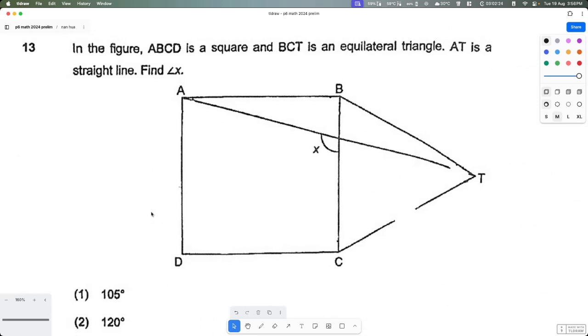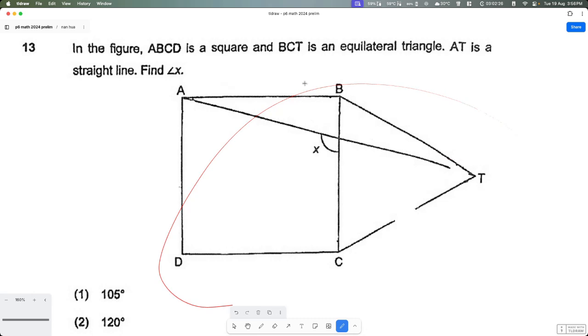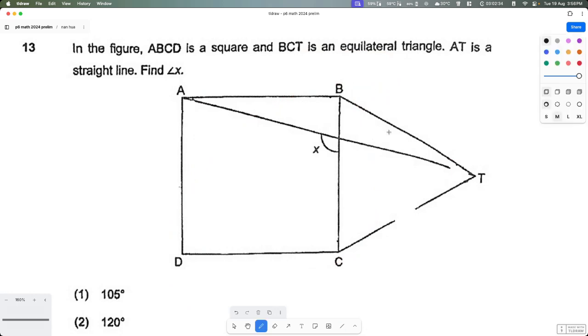Question number 13. In the figure ABCD, ABCD is a square. BCT is an equilateral triangle. So I'm going to draw this like this. Okay, ATC is a straight line. Find X over here. So in this case, what we can do is, we know that this is 60, right? And this is 90. Okay, so this is 60 as well. 60 degrees. That's what I see over here.